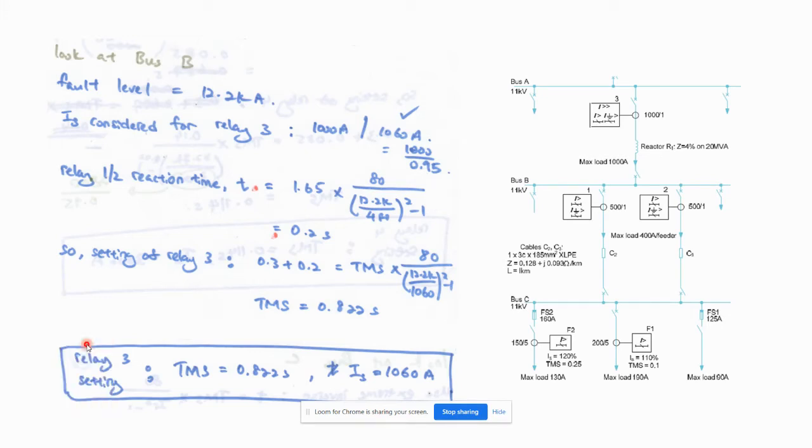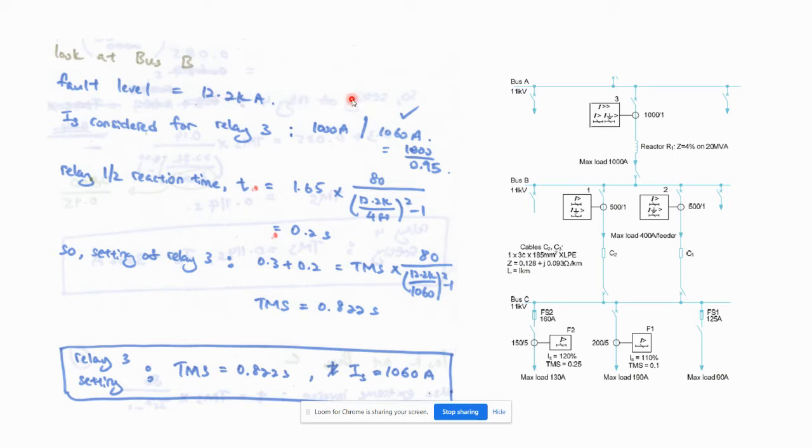Okay, so just now we looked at bus C when we performed the grading of relay 1 and relay 2. Now we consider the fault at bus B, and we're going to determine the grading between relay 3 and relay 1 and 2. Just now, the fault level at bus B was 12.2 kA, which we have calculated.